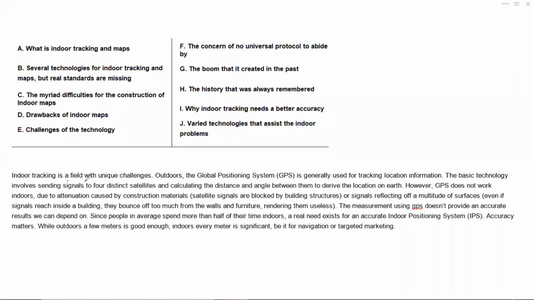Indoor tracking is a field with unique challenges. So small line, let's read outdoors. GPS is generally used for tracking local information. The last line, since people on average spend more than half of their time indoors, a real need exists for an accurate indoor processing system. A real need exists. Accuracy matters.